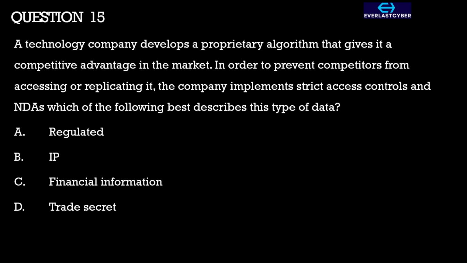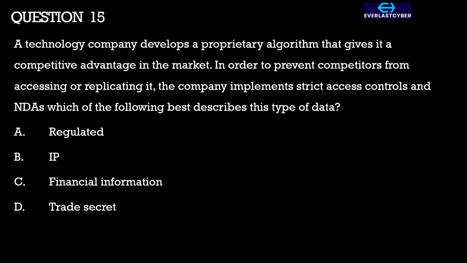Regulated information refers to data protected by laws and regulations. So a proprietary algorithm is not necessarily regulated by law in this sense. IP, or intellectual property. While trade secrets fall under the umbrella of intellectual property, this option is too broad. Intellectual property is too broad because it can also refer to patents, copyrights, and trademarks, and these involve formal registration. Financial information refers to data like budgets, profit or loss statements, and other monetary records. The algorithm is not financial data.